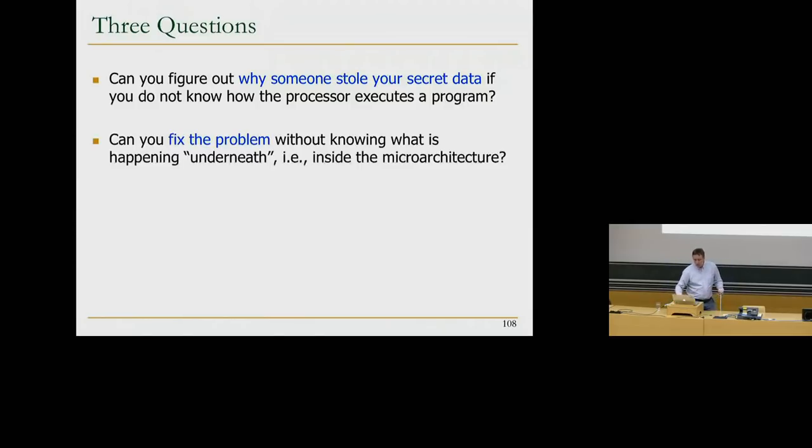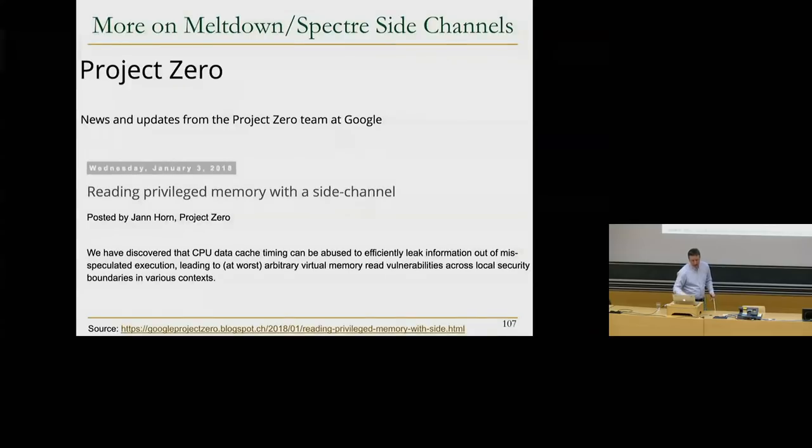They were able to read privileged memory with a side channel. Privileged memory is memory that your user program should not have had access to, the page table, for example, but they were able to gain that information, and later use it to also gain privileged access.